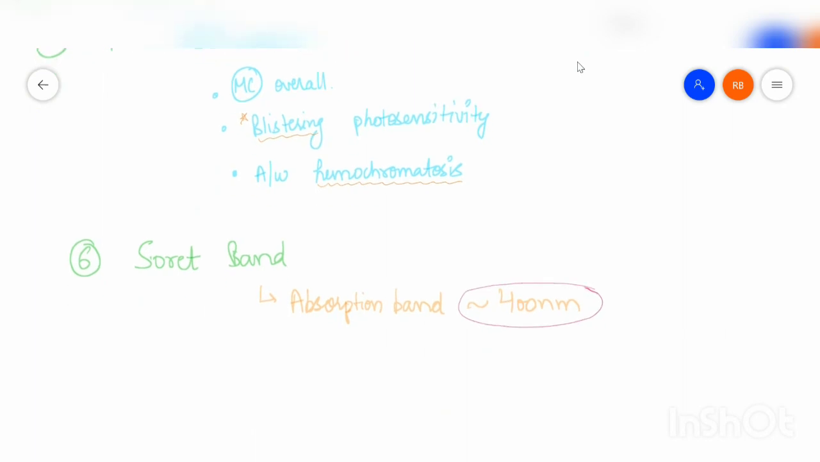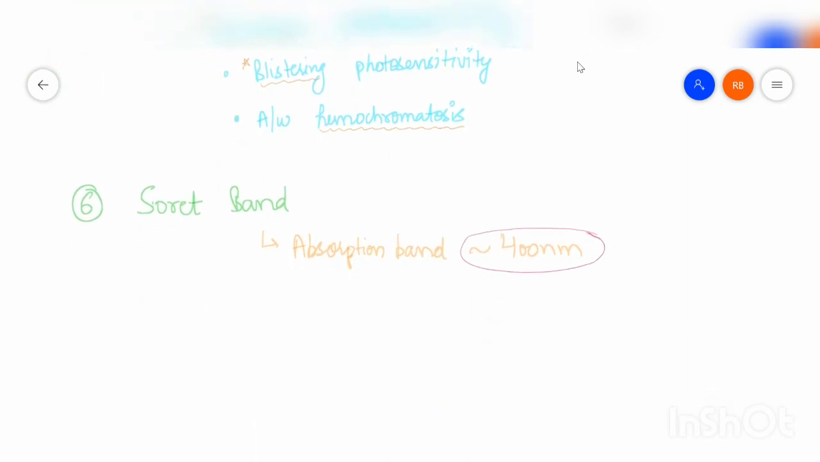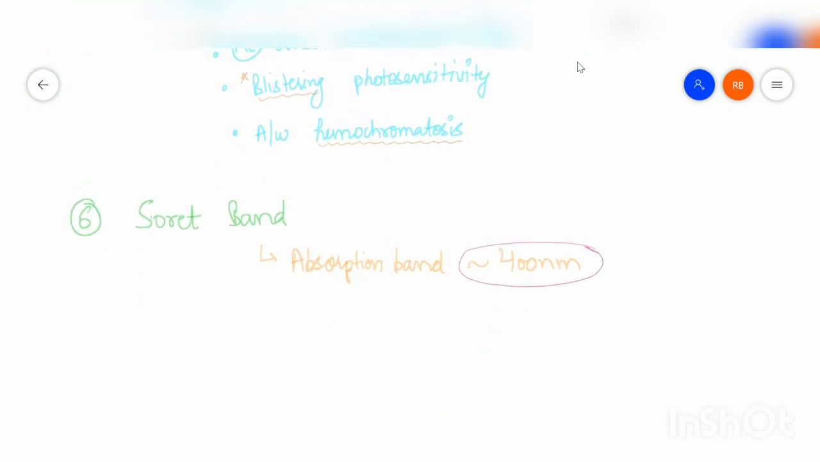Okay guys, last but not the least is the Soret band. For the lab diagnosis of porphyria, we have the Soret band, that is absorption band occurs at 400 nanometer.